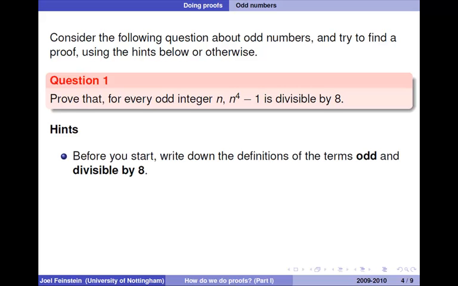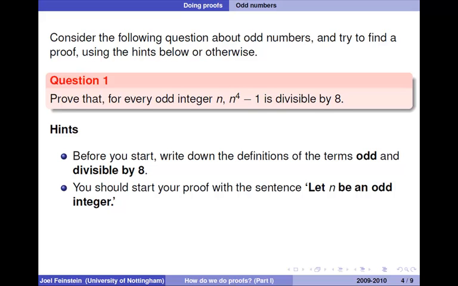Here are some hints. There's no way to answer this question if you don't know what an odd number is, and if you don't know what being divisible by 8 means. So you should make sure you know those definitions. It's almost impossible to prove anything properly if you don't know what the definitions are.